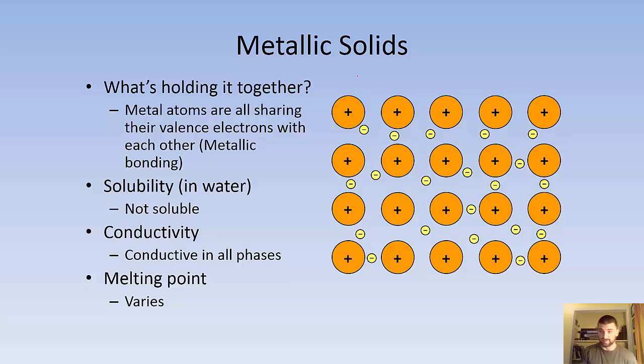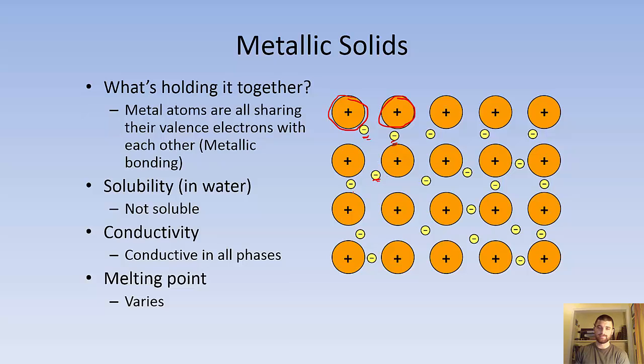So let's first talk about metallic solids, because they're in the wires and stuff that are conducting the electrons and powering your devices. So the question is, what's holding these metal atoms together? Why do they stick together? Well, there's this thing that they call, cleverly, metallic bonding. So all these metal atoms share their valence electrons with each other.